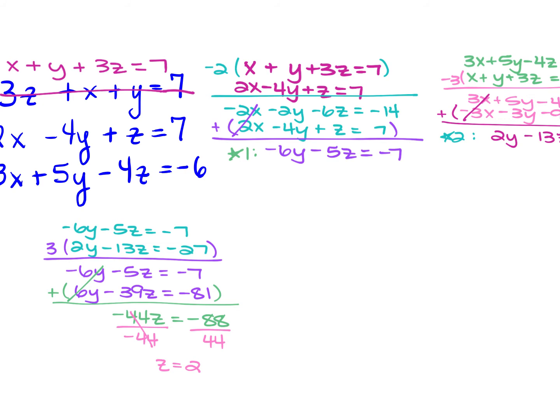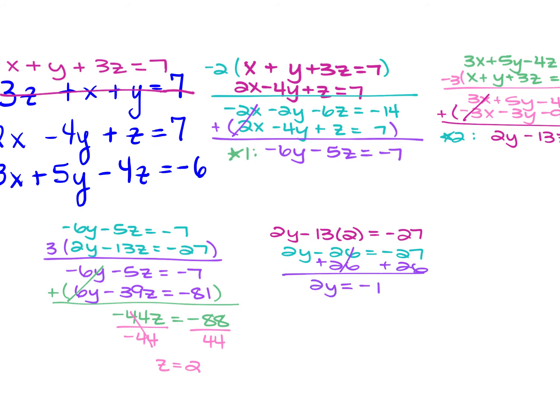Use one of your new equations now to solve for y. I'd rather work with a 2y, so I'm going to use that one. So if I use that 2y minus 13 times z, which is 2, is equal to negative 27. I'm going to multiply my 13 by my 2 to get 2y minus 26 is equal to negative 27. We add the 26 over. We're left with 2y is equal to negative 1. Divide each side by the 2, and you have that y is negative 1/2.